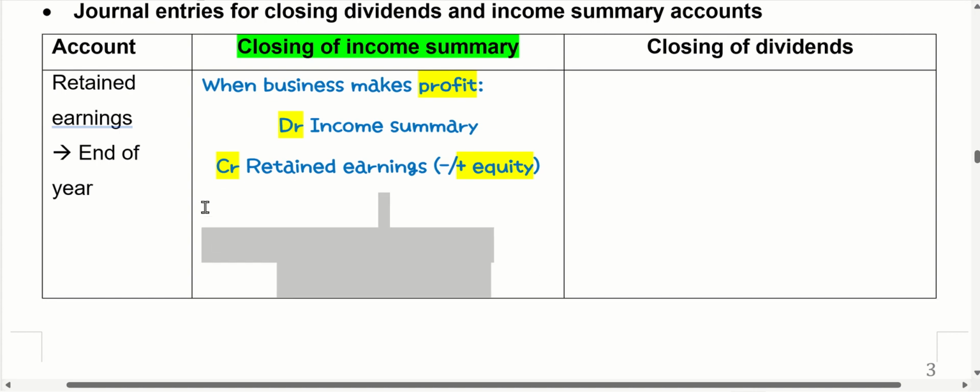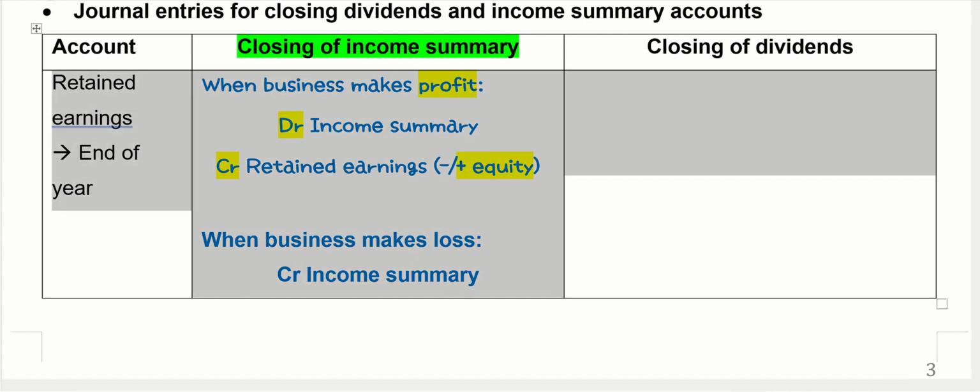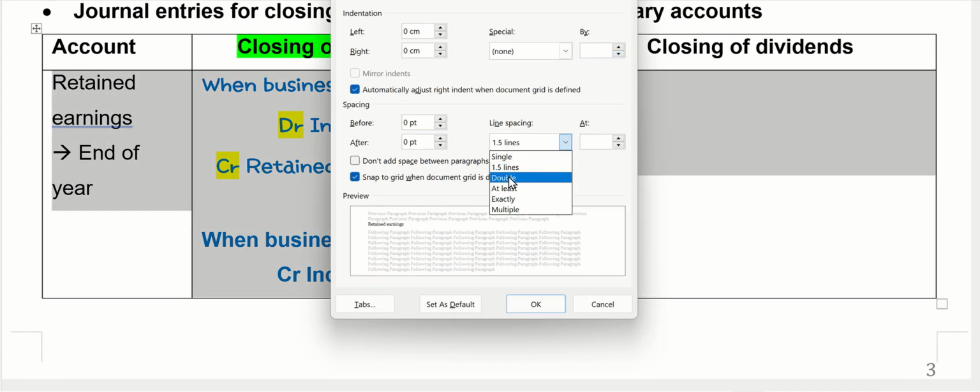What if it makes a loss? If it makes a loss, then this is what happens. Let me reduce the line spacing.